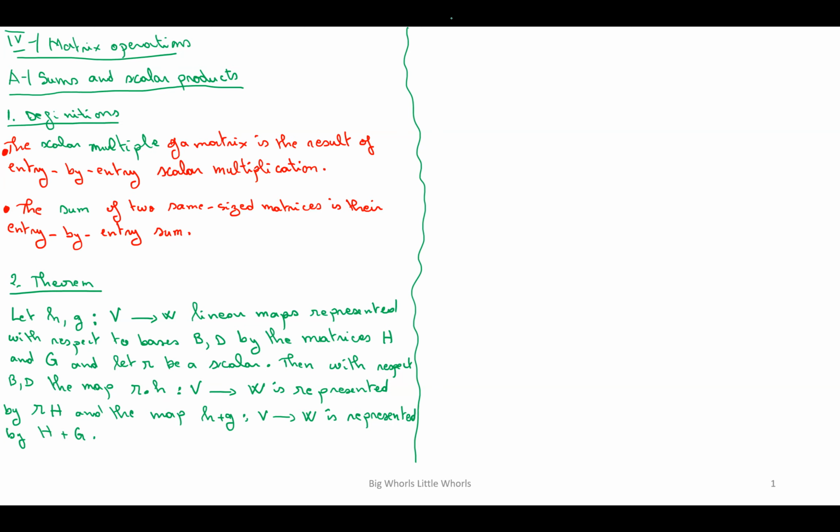Okay, so let's continue with section G, part 3. Let's have a look at another definition. Zero matrix.